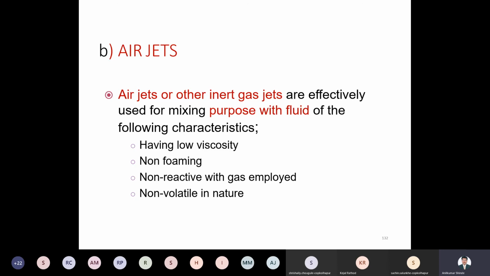Materials having low viscosity can be used. There is no foaming action, because the air injection may cause foam. So those materials having low viscosities, non-foaming, with non-reacting gases employed, and of a non-volatile nature, such preparations we can use for the highest mixing if you use the air jet type of mixer.